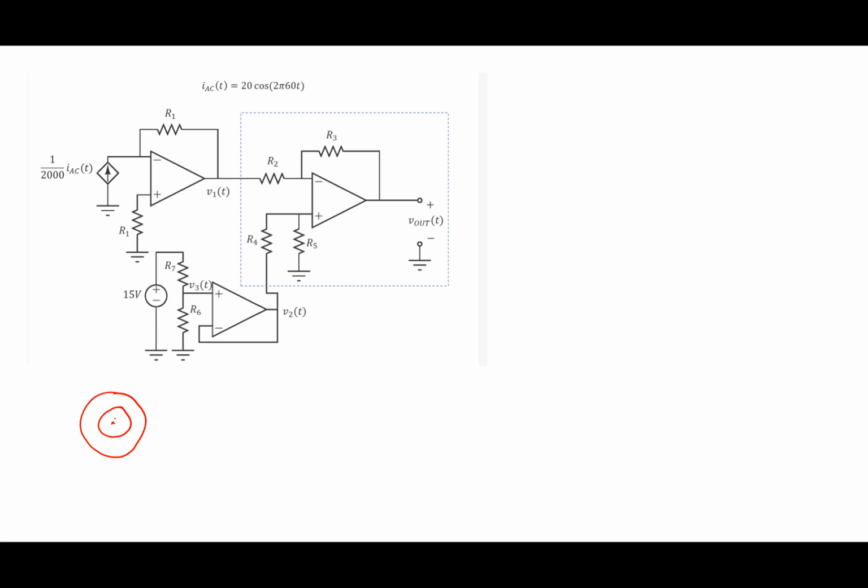And what that would give me is some current coming out. It's a current transformer. Basically, it's going to give me a current here, which would be 1/2000 times IAC going through this thing. So I can model that thing as a current source.